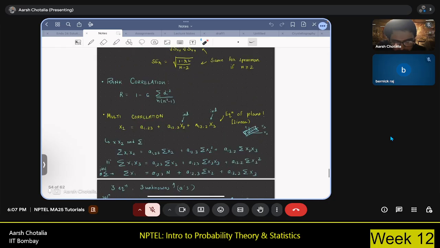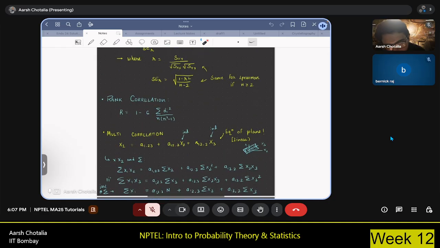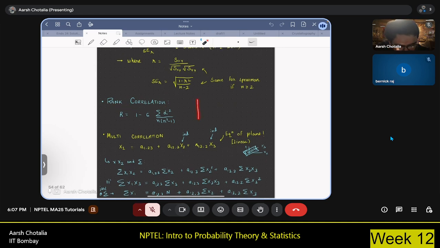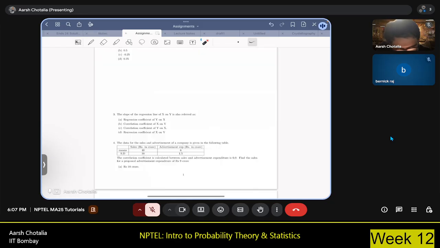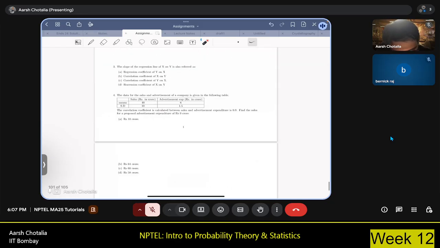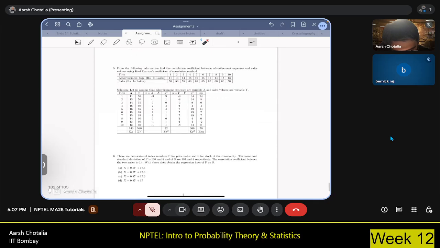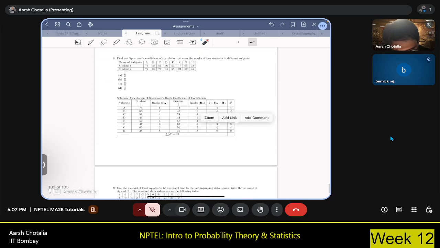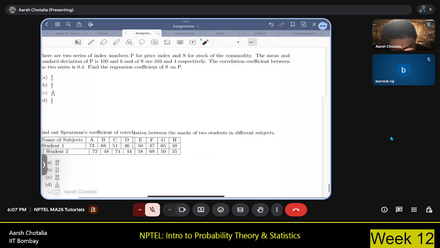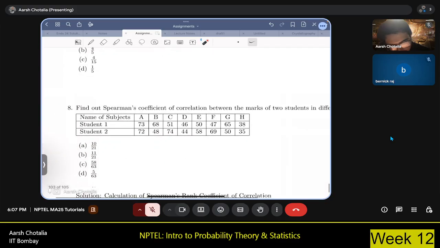Okay. And then there is a concept of rank correlation, in which you have two kinds of data. So let's say student 1, 2, 3. Let me show you the example, which we are going to do today anyways. Where is it? Yeah, this one. So there are 1, 2, 3, 4, 5, 6, 7, 8 subjects.